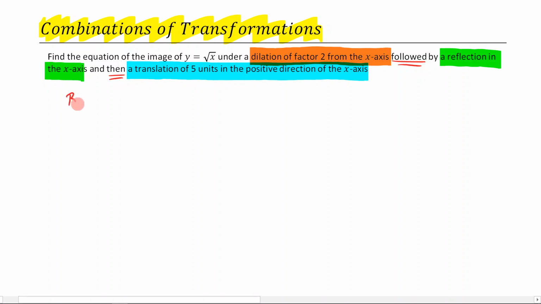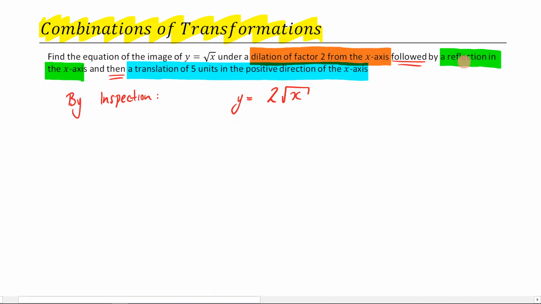So I'm going to call this simply by inspection. So kind of just looking at the information that we've been given and quickly coming to an answer. We know that we're starting with the graph y equals the square root of x. Now, we're told that there is a dilation of a factor of 2 from the x-axis. Now, remember, when we're dilating from the x-axis, that means we times the entire graph by whatever the factor is. So in this case, it's going to be 2.